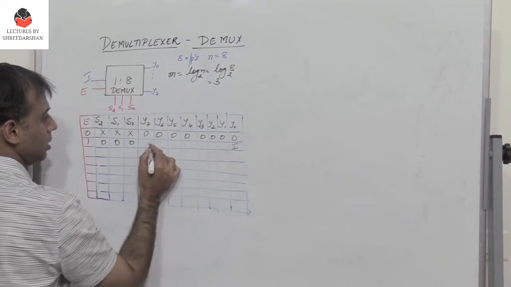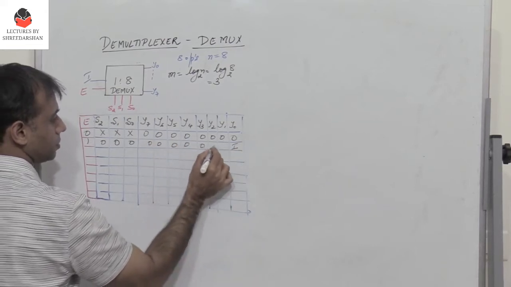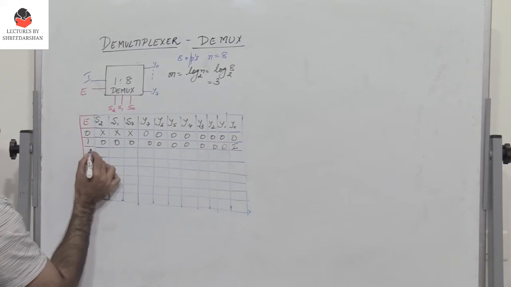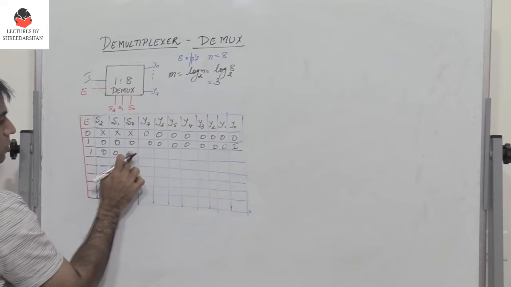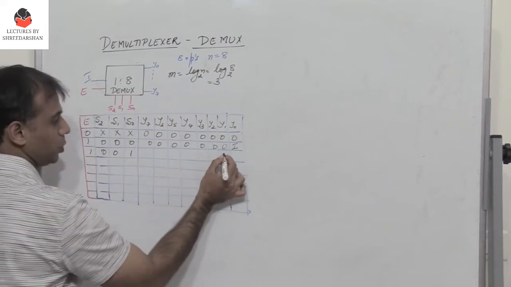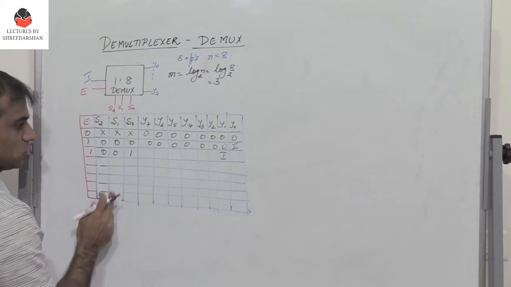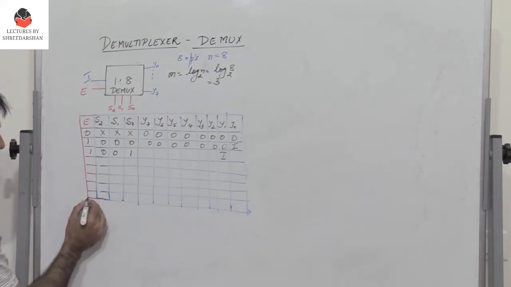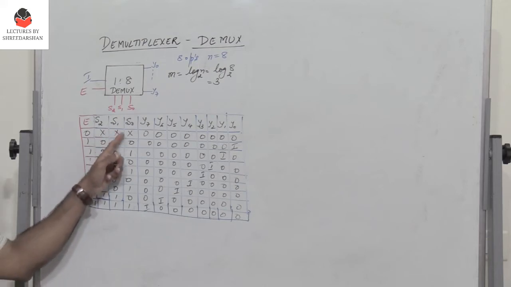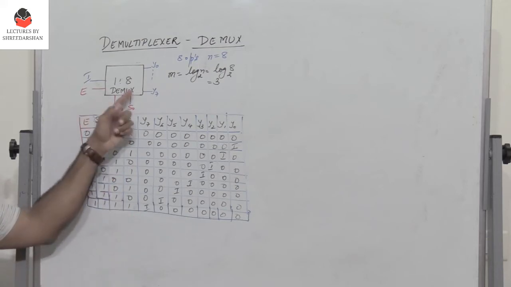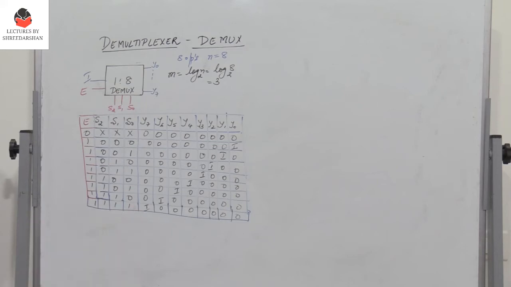So I have I here and I have zeros. Similarly, if the enable is 1 and the select lines are 0, 0, 1, then I have the input appearing at y1 and so on. In this way we can complete the table. So let me complete it. Here I have completed the entire table. Now when the enable is 1 and S2, S1, S0, all the 3 are 1, the input appears at y7, the last output.